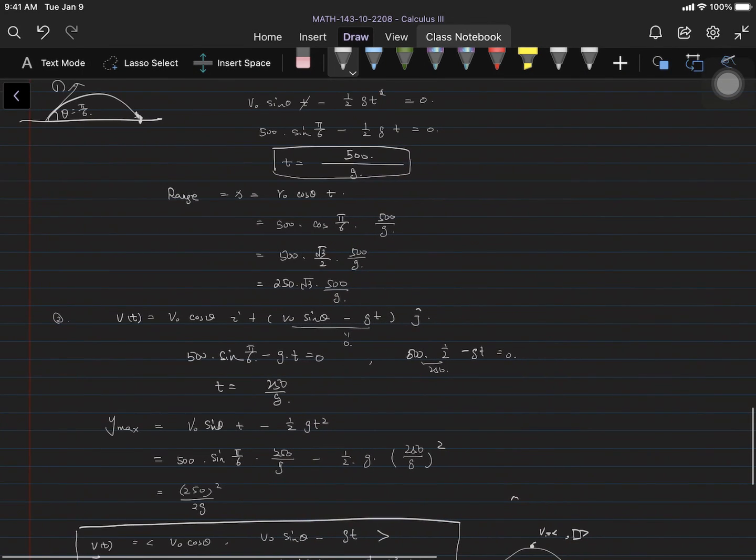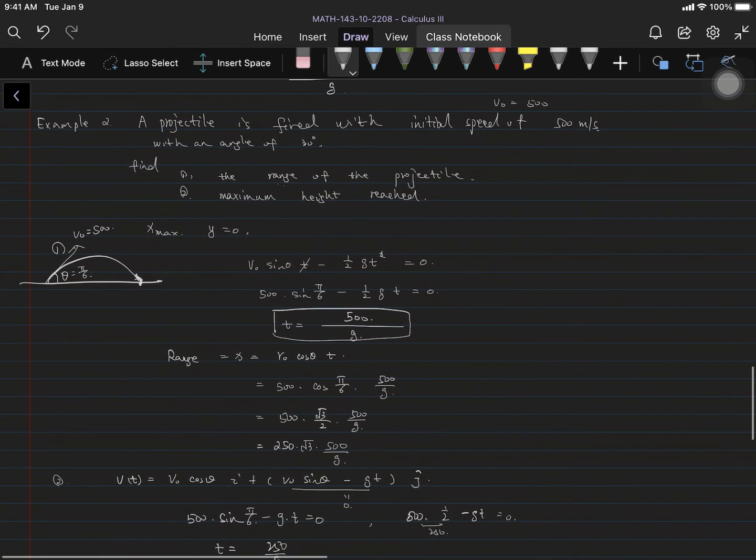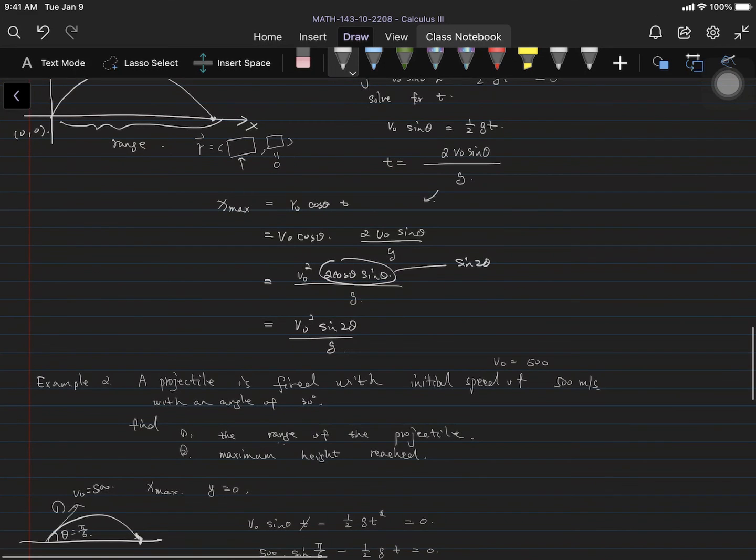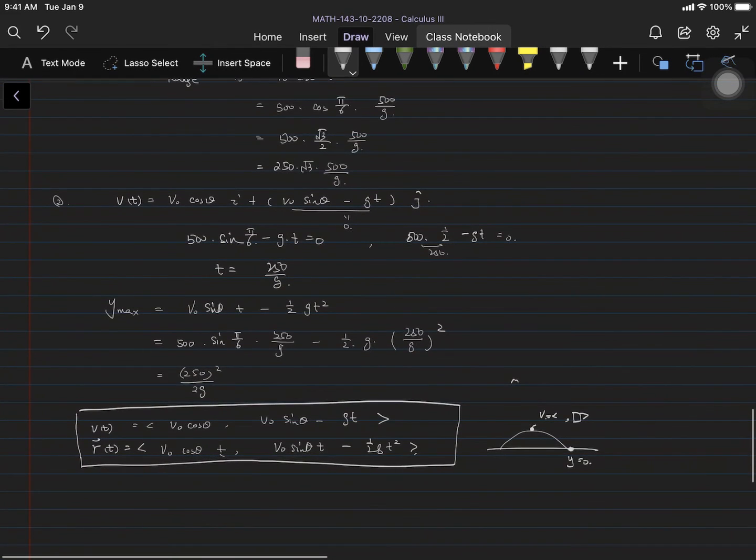Please try all the homework problems. Definitely this kind of problem will be in the final, because this is the application of the acceleration and velocity vector. And this is very useful in real life. This is the first part, and we can stop here.